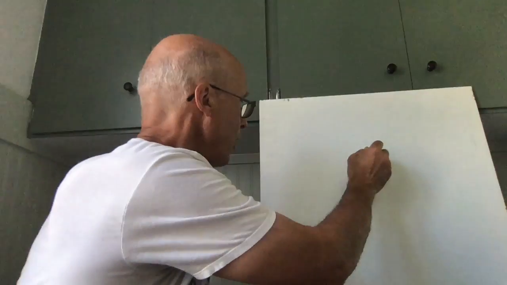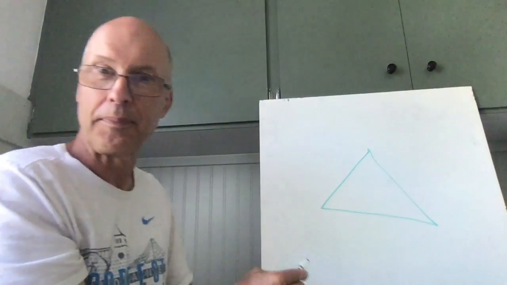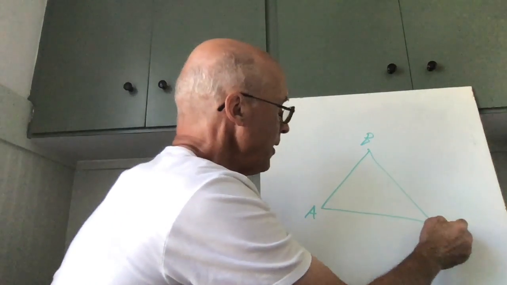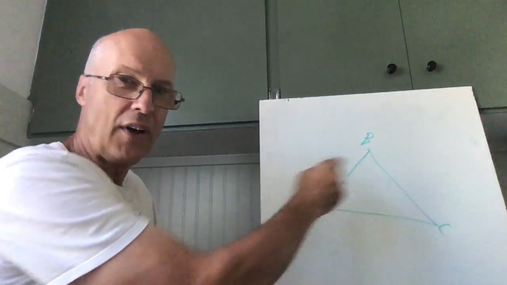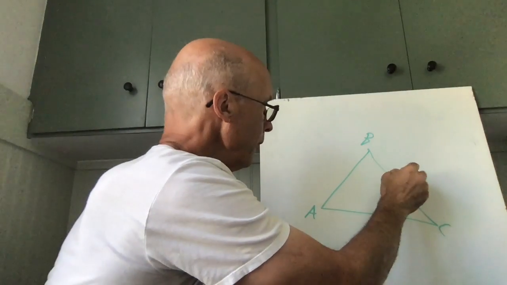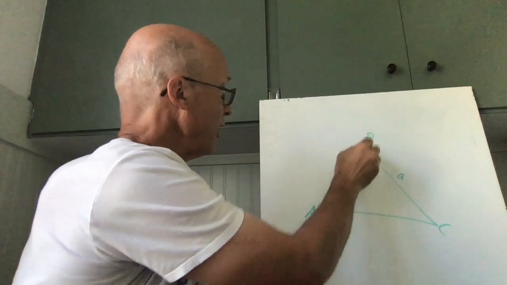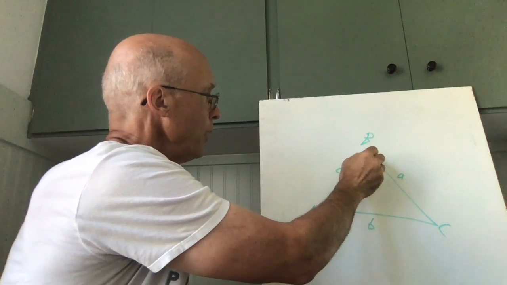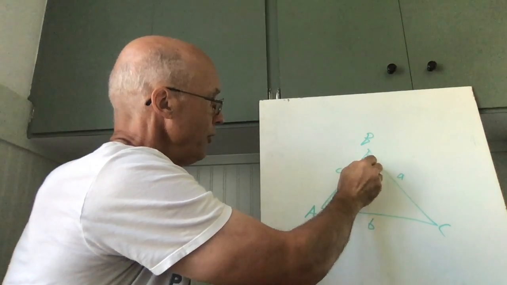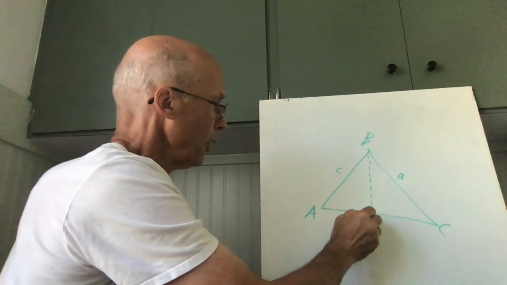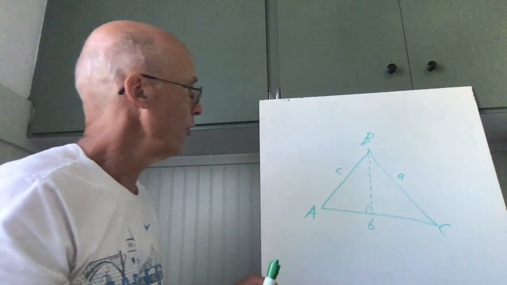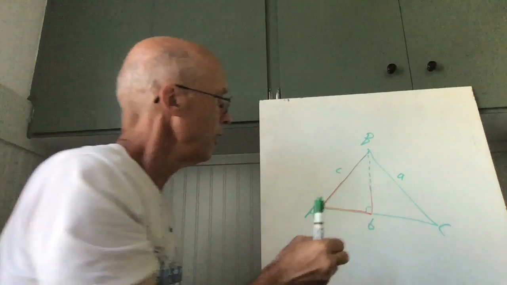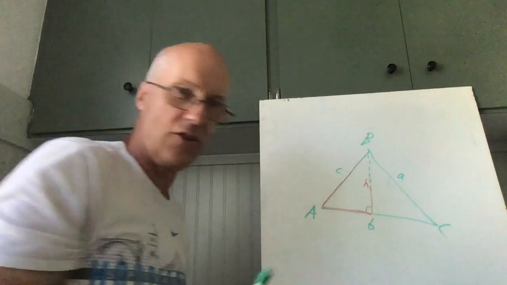All right, let's take a triangle, any old triangle, and we'll give it corners A, B, and C, and we'll give the sides opposite those corners small a, this would be small c, this would be small b. And if we draw an altitude here, to be clear, we're making this part a right triangle. We'll call this h.